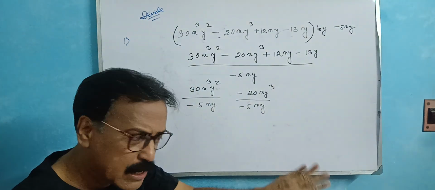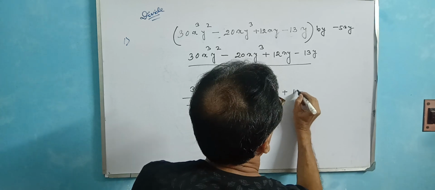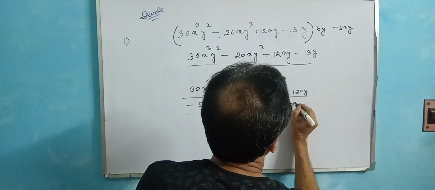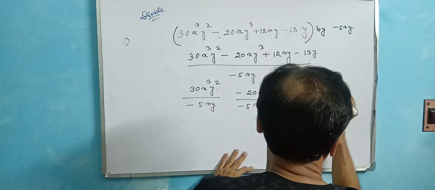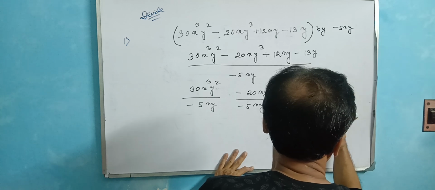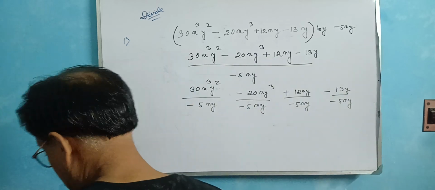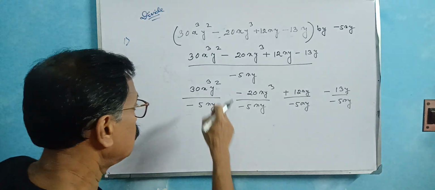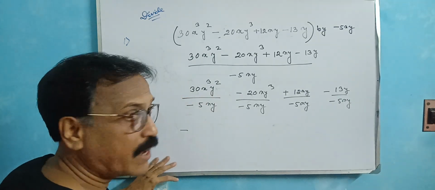No problem. Just separate the terms. Here is plus 12xy divided by minus 5xy. And here is minus 13y divided by minus 5xy. You separate all the terms. Now you divide this. Here is no sign, that means plus. So plus, minus, minus.